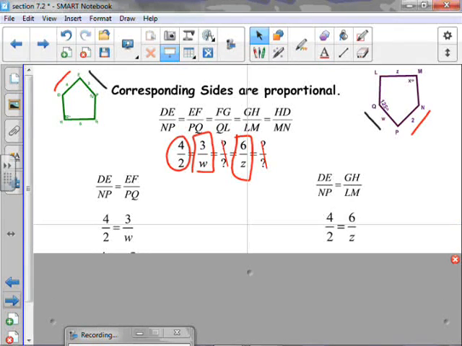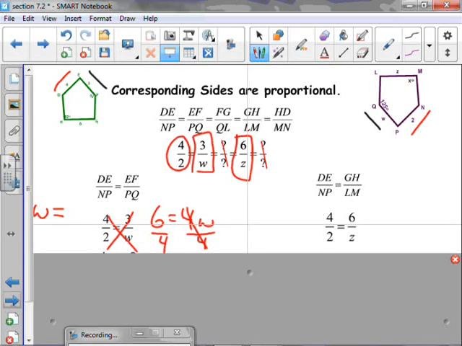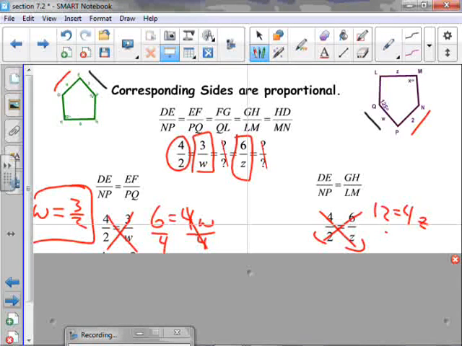So 4 over 2 equals 3 over W. And I'm going to solve this by cross products. 6 is equal to 4W. Divide both sides by 4. W is equal to, simplify by dividing both sides by 2, 3 over 2. Okay? And then over here again, I have 4 over 2 equals 6 over Z. Cross products. 12 equals 4 times Z. So clearly Z equals 3. And I am done with my problem. Excellent.